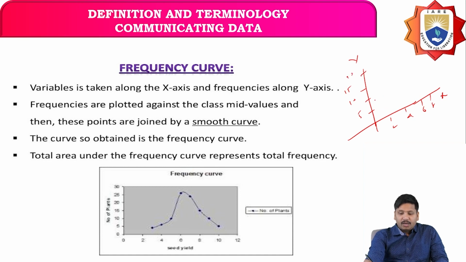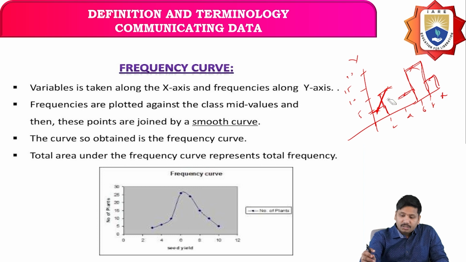Suppose I have a constructed histogram like this. This is the sample histogram that we constructed. In this we have to construct the frequency curve. If I join all the midpoints of this histogram, that gives the frequency curve.